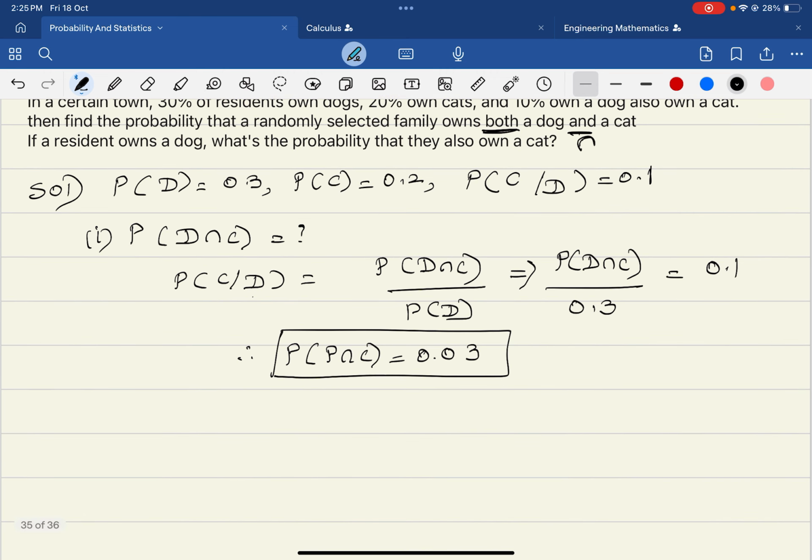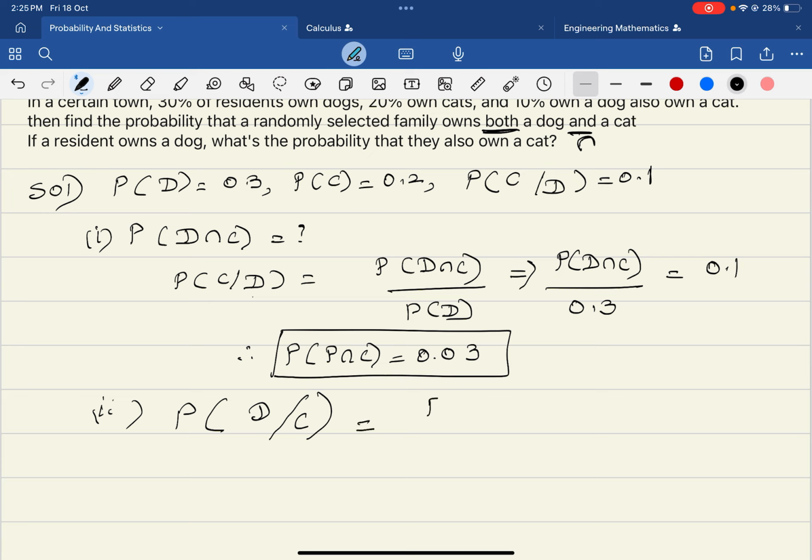Let us now go to the second question. Let us see what this is now. What was asked? If a resident owns a dog, what is the probability they also own a cat? So what is the question he has given you? Find the probability that they own a cat if the resident owns a dog. What is the probability that they also already own a cat? So this is what is asked in the question.